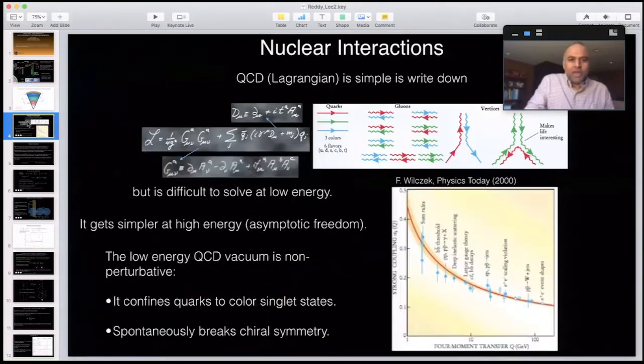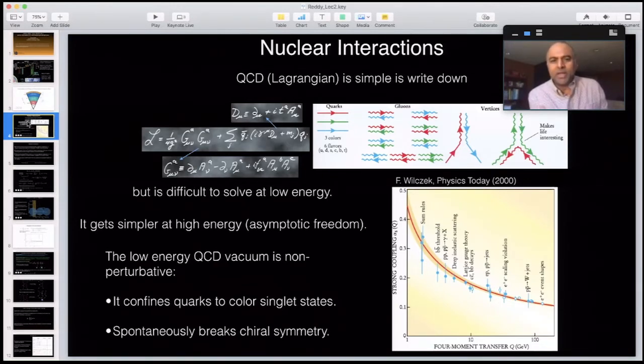Okay, so to understand nuclear interactions, of course, we have to start with something that's fundamental. We know that the fundamental theory of strong interactions is one in which quarks and gluons are the fundamental degrees of freedom. And the QCD Lagrangian is very simple to write down. You can basically look at the elementary degrees of freedom, the quarks and gluons. And the coupling between the quarks and gluons is given by the gauge principle.